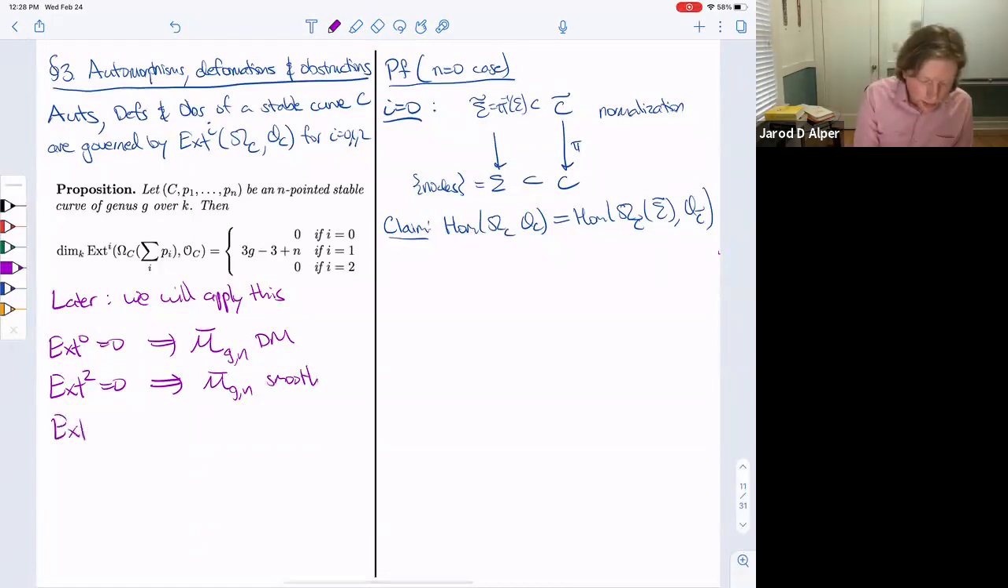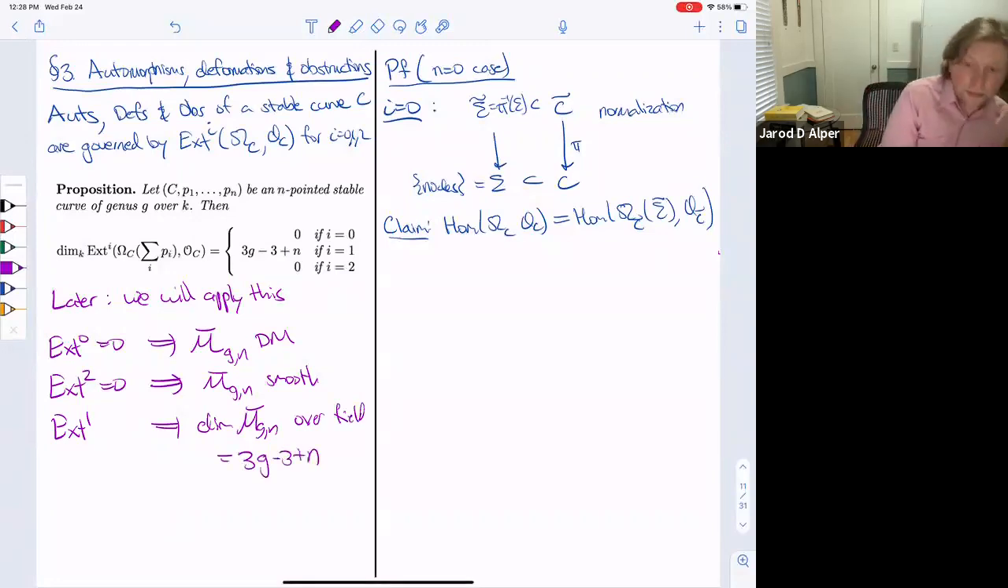And for Ext^1, because it's smooth, we can calculate its dimension by computing the tangent space. The Ext^1 calculation will tell us that the dimension of M_{g,n} bar over a field is equal to 3g minus 3 plus n. So that's the reason we're doing this calculation. But today, all I want to compute is the dimensions of these groups.